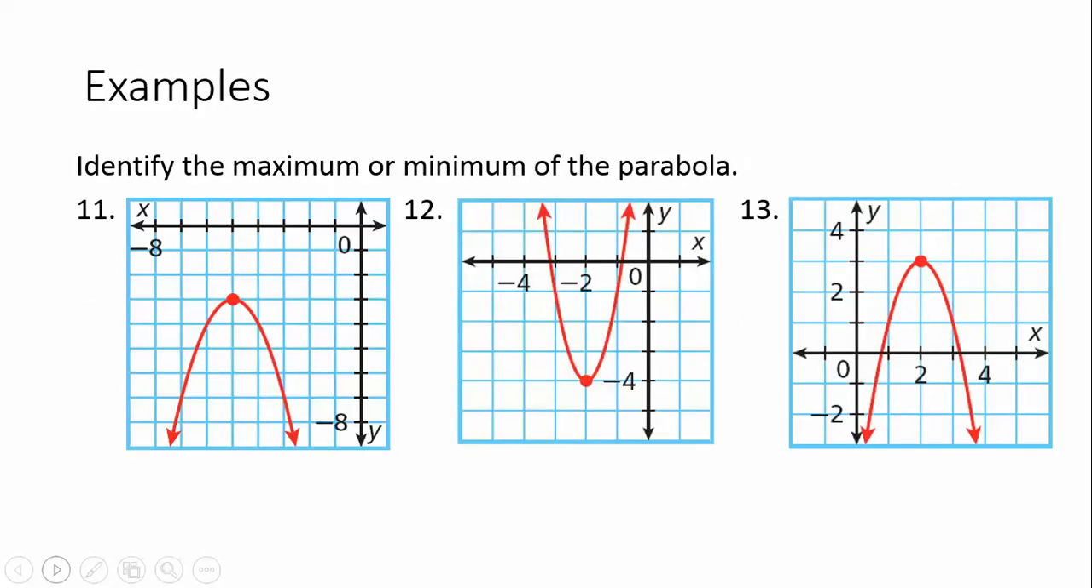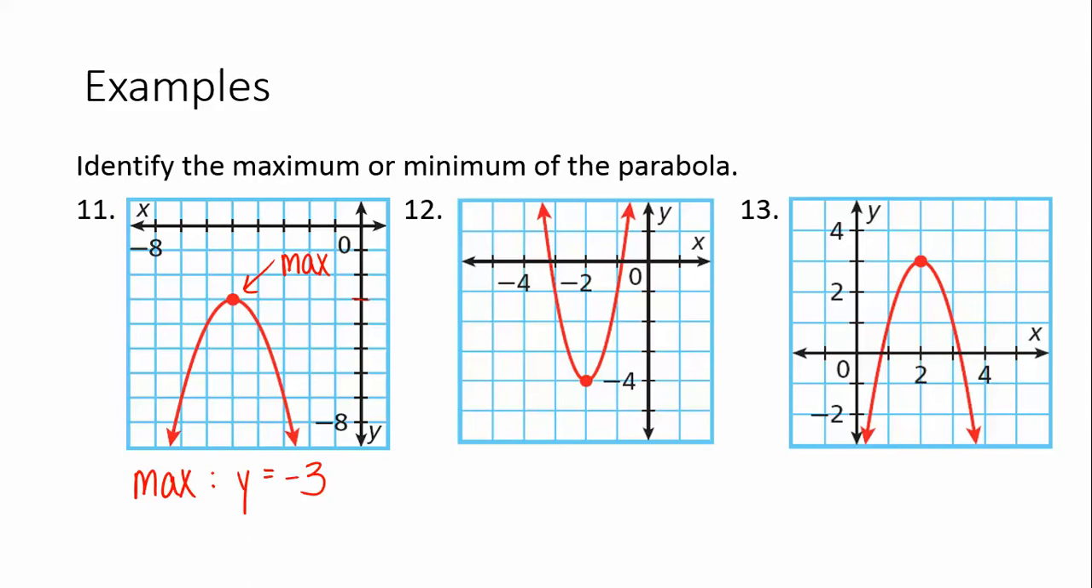So we want to identify the maximum or the minimum, and you also need to tell me if it's a max or a min. So on number 11, because it's a downward opening parabola, it opens down here, this is going to be a max. It's the highest point on the graph, so it's a max, and we need to know where it is. Notice it's the y value, so it's a max, and it's y equals what? What's the highest point on this entire graph? Well, we go over to the y-axis, and we see it's -3. So the max is at y equals -3.